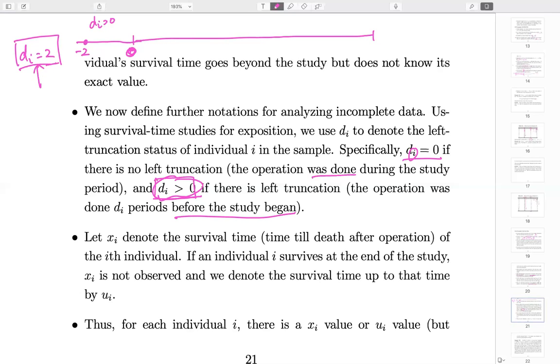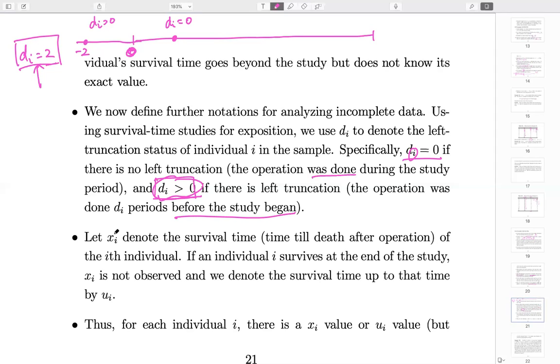For any surgery after time 0, it will be labeled as di equals 0. That means you have full information. Well, it's observed after 0. Of course, you will have the information for that.